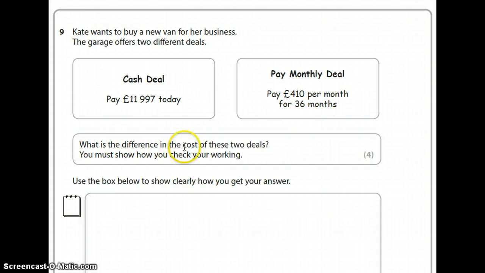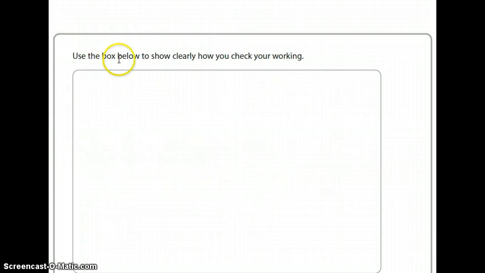What is the difference in the cost of these 2 deals? You must show how you check your working. Use the box below to show clearly how you get your answer. Use the box below to show clearly how you check your working.